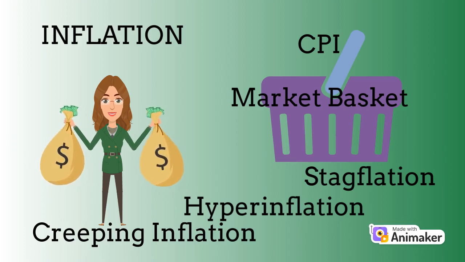Creeping inflation, 1 to 3% per year, is not a big problem, but hyperinflation, 500% per year or more, and stagflation, stagnant economic growth and inflation, are bigger concerns. Other price indexes include the Producer Price Index, which is the PPI, and the Implicit Price Deflator.